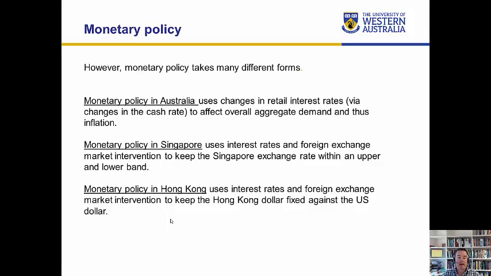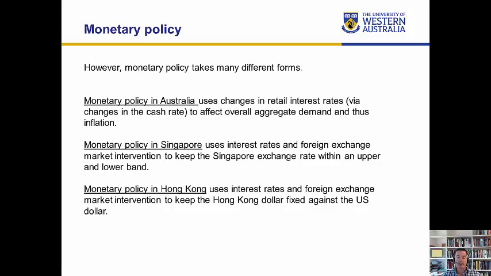So in terms of how monetary policy differs among these three countries, in Australia it's all about changing interest rates to try to affect the overall level of aggregate demand to ultimately target the inflation rate. And we know why now a low inflation rate is desirable, because it creates that optimal macroeconomic environment for long-term growth. However, monetary policy in Singapore is completely different. The ultimate objective of monetary policy in Singapore is to target a low inflation rate to maximize long-term growth, but the way they do it is very different.